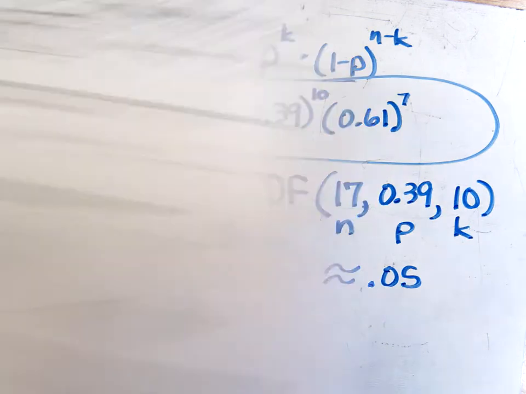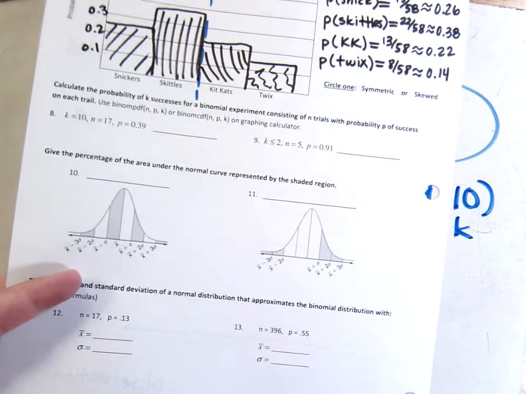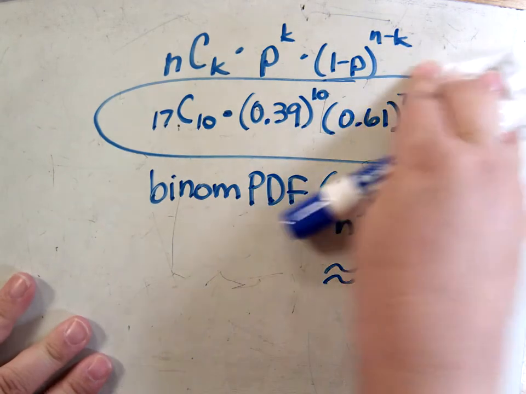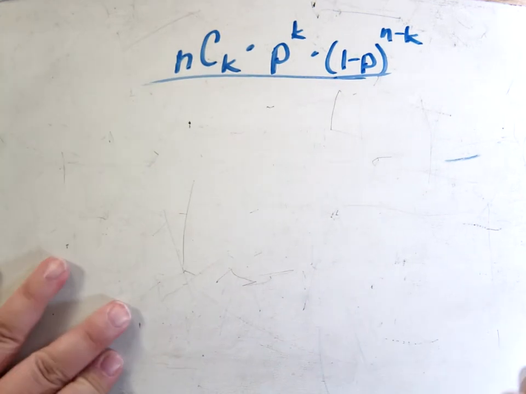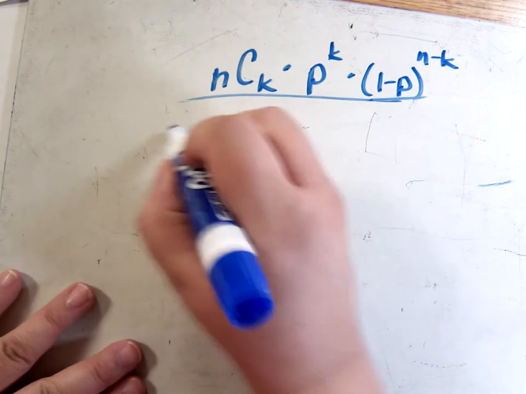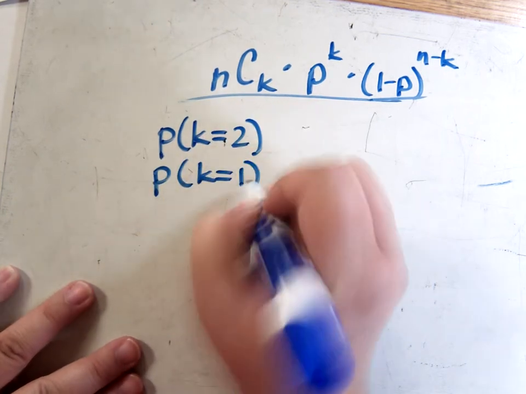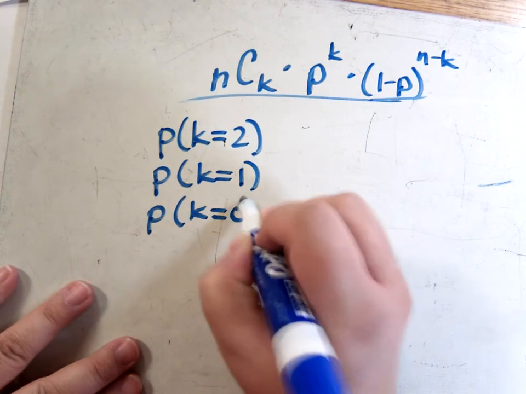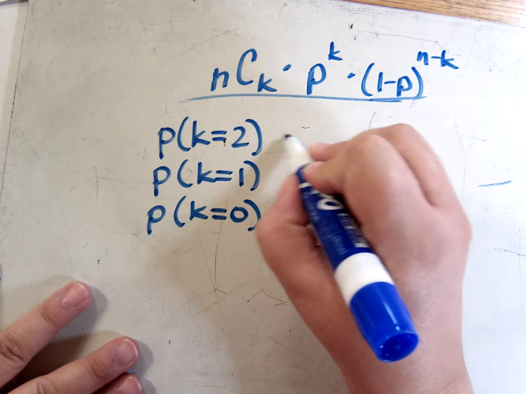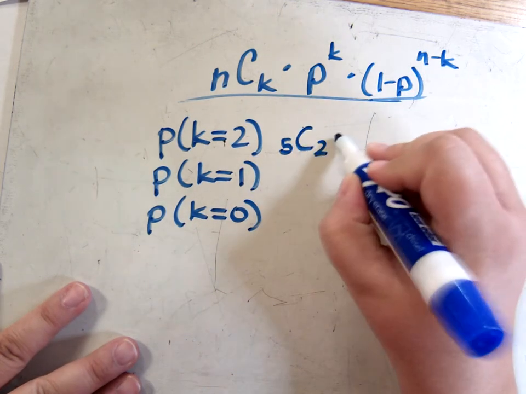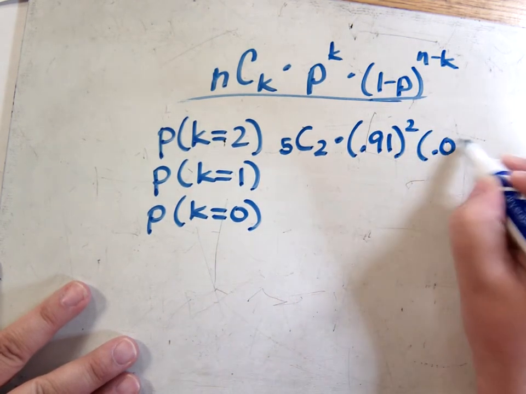Now number 9 asks not just exactly about 2, it asks about 2 or fewer. So I could still use this formula, and especially with 2 it's not that bad because I don't have to do too many, but it's asking about 2 or fewer. So I would do the probability of getting 2, 1, or 0, because those are the possibilities if 2 or fewer are the options. So I have an n value of 5. My probability is 0.91, which means the percent chance for failure would be 9%.